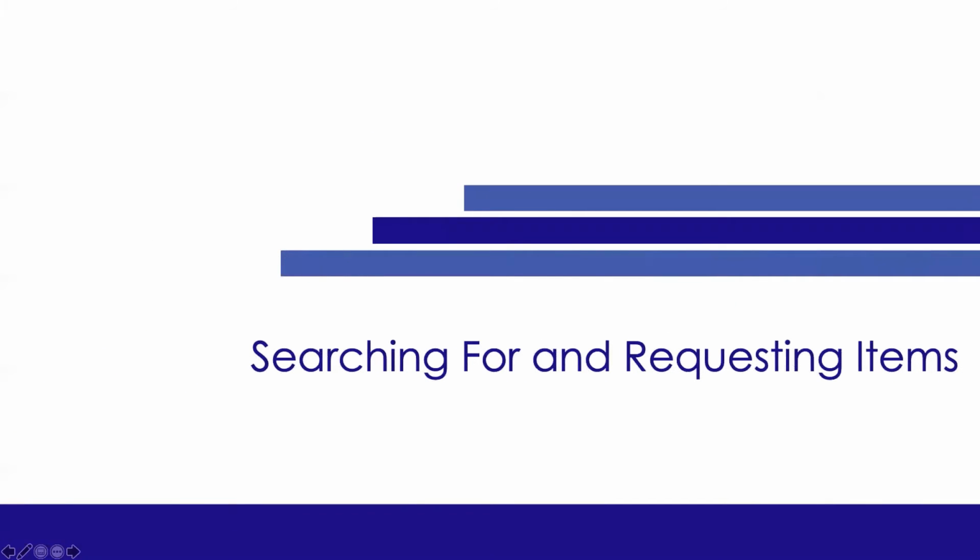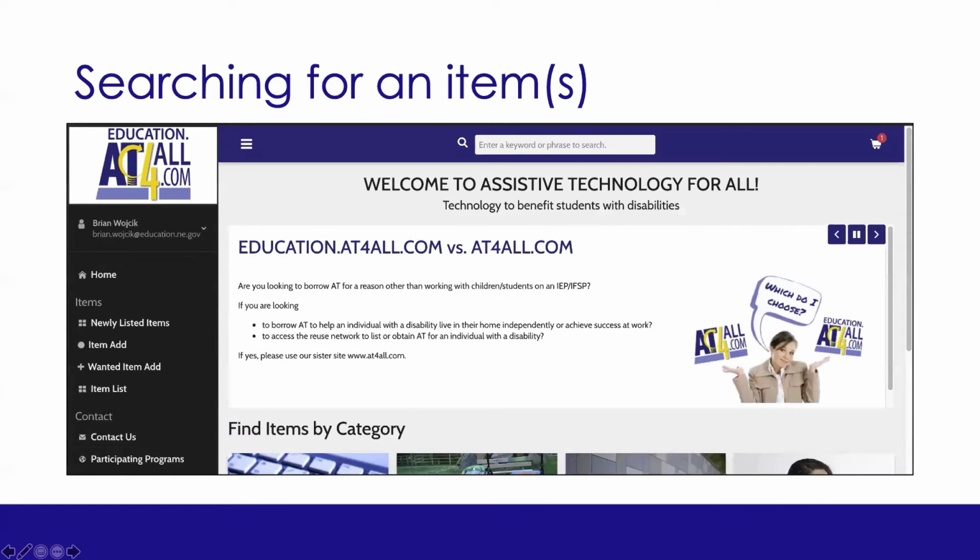So now we'll talk about how to search for and request items on education.atforall.com. If you know the name of the item you are searching for, you can enter a keyword or phrase into the search box at the top of the homepage. Let's search for scissors. Suggested terms will automatically show up under the search box, and you can choose one of those, or you can push enter when you are finished typing. All items with the word scissors in the name or description will be listed.